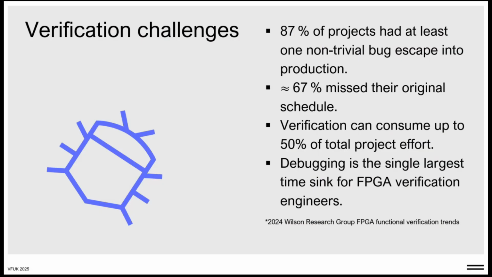So these are the numbers from the 2024 Wilson Research Group FPGA Functional Verification Trend Report. In this report, 87% of the FPGA projects reported to have at least one serious bug in the field, and 67% of the projects reported that the planned schedule was missed. So these are very high numbers. It is also reported that verification can be half of the total effort, and debugging is the biggest time sink. So there is no doubt that proper verification needs more attention.